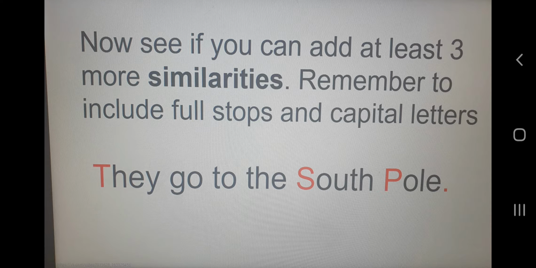Now, you'll see that I have my capital letter at the beginning of my sentence and I have a full stop at the end of my sentence. Some of you may be wondering, why have I got South Pole? Why do those words have a capital letter at the beginning? That's right. It is a proper noun. It is the actual name of a place.